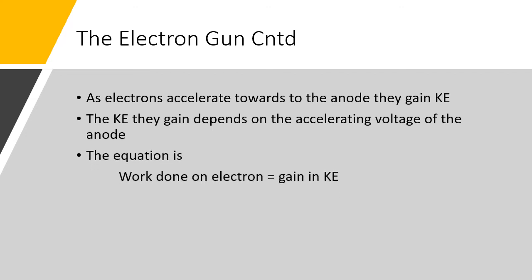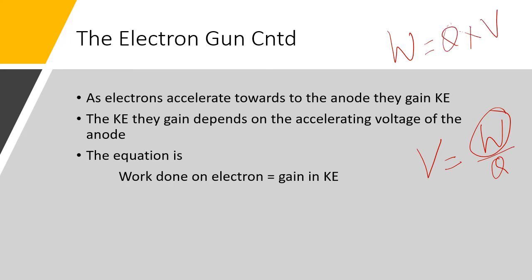The equation for that is how much work is being done on the electron, which will result in the gain in kinetic energy. So work done on the electron. Think about the equation that we saw recently, potential difference. Potential difference is equal to work done divided by charge, right? So what is the work done in that case? Work done is equal to charge times the voltage.